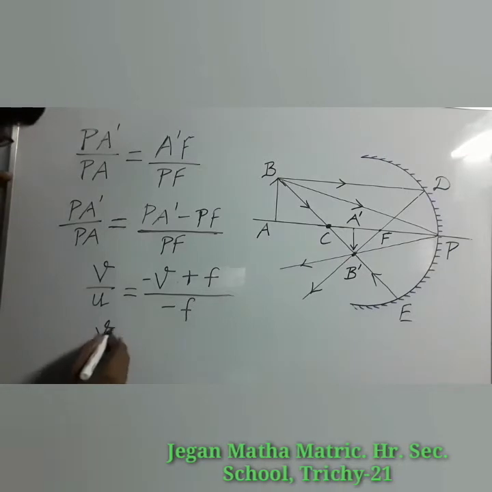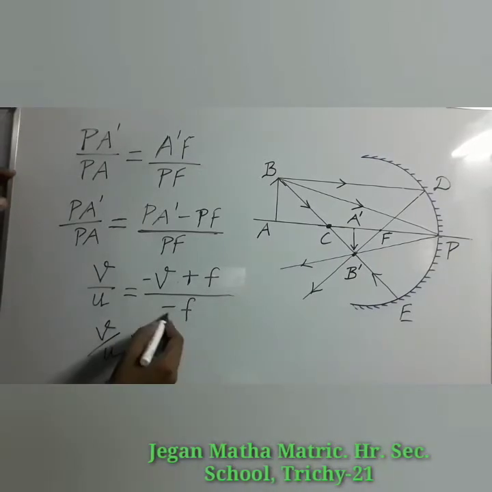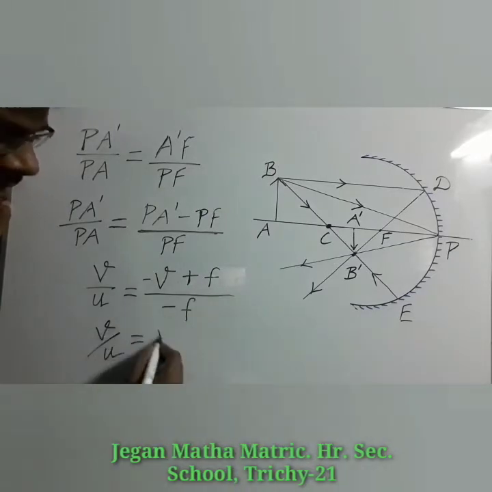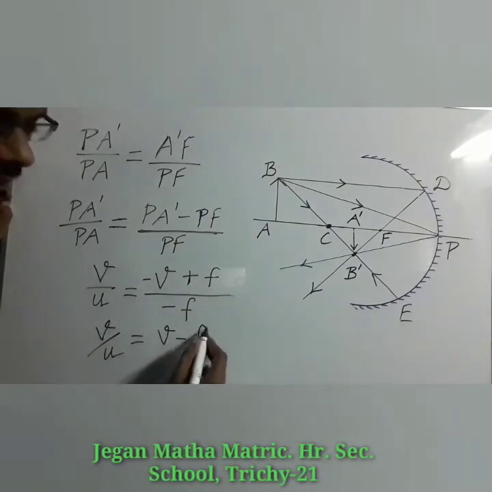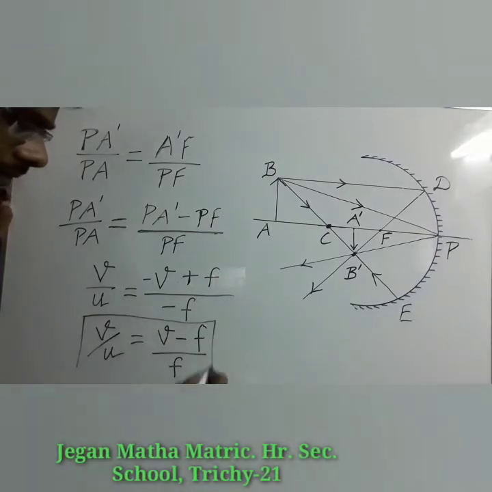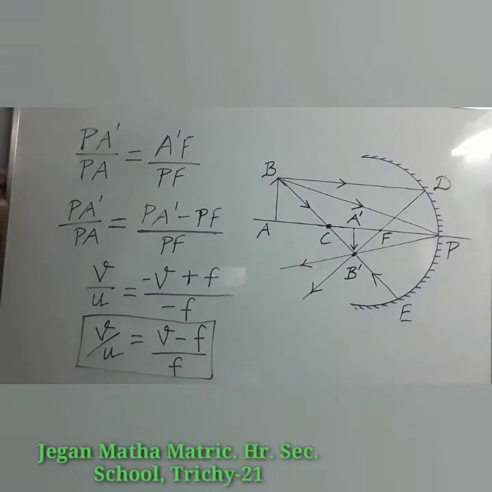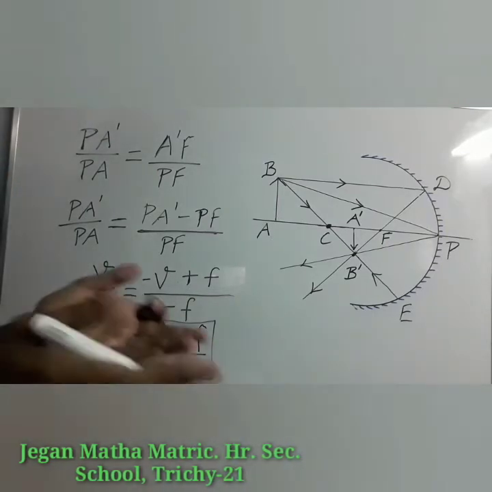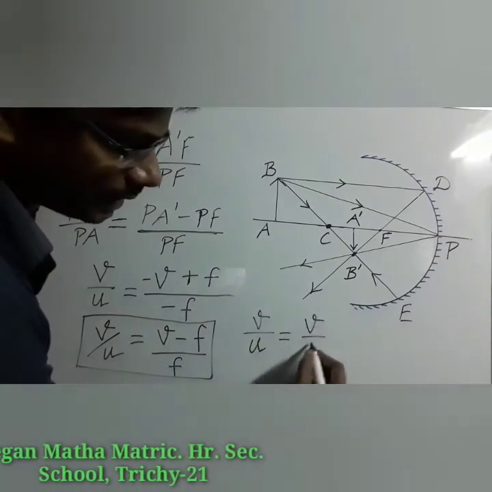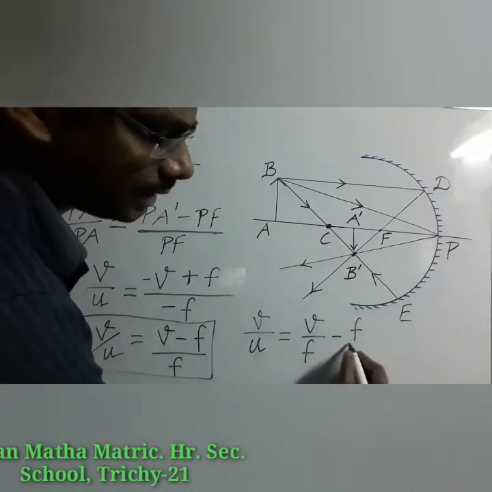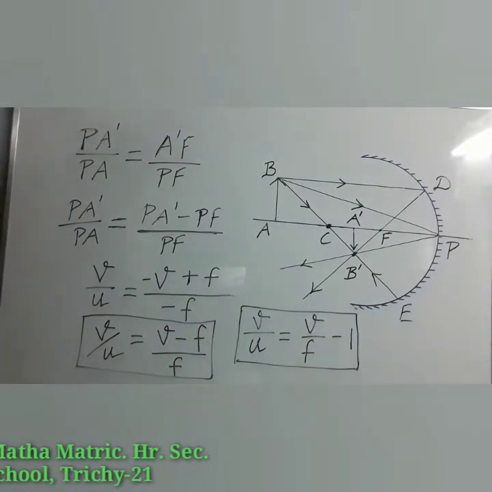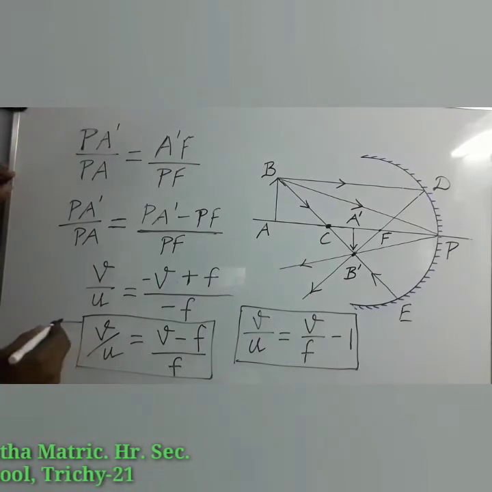It can also be written as v by u, that is equal to, this minus can be multiplied with the numerator, and the sign will be changed, v minus f by f. The denominator f is a common thing. So v by u is equal to v by f minus f by f. f by f is nothing but 1. We can note down this expression as the third equation.